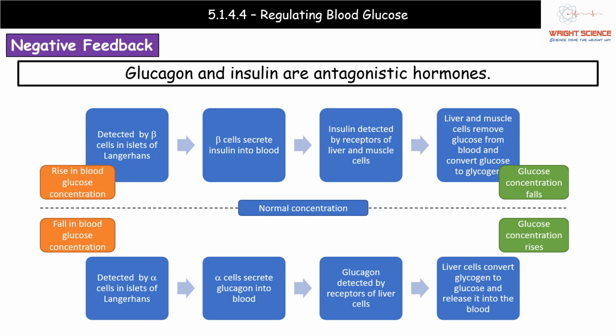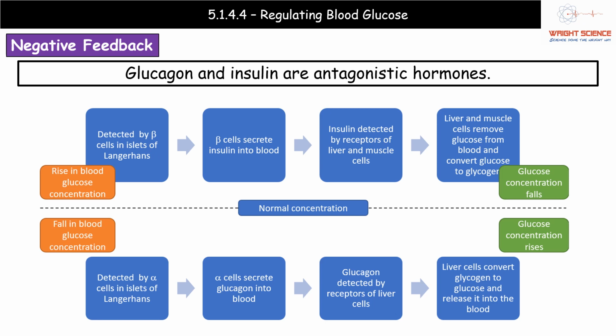What we're really looking at then in this example of regulating our blood glucose concentration is a negative feedback system. And we've got two hormones involved, glucagon and insulin, and they are antagonistic. They have those opposite effects to each other. So we've got our little flow chart down at the bottom just to summarize everything that is taking place.